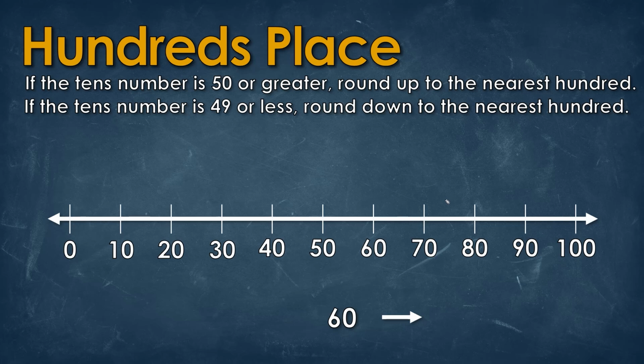Now let's do another example. We have the number 60. Well, if we're going to round to the hundreds place, remember we put a line down the middle, which is at 50, and we go from 0 to 100. Well, 60 lies right here. It is on the right side of this, so it's closer to 100. So our answer will be 100.